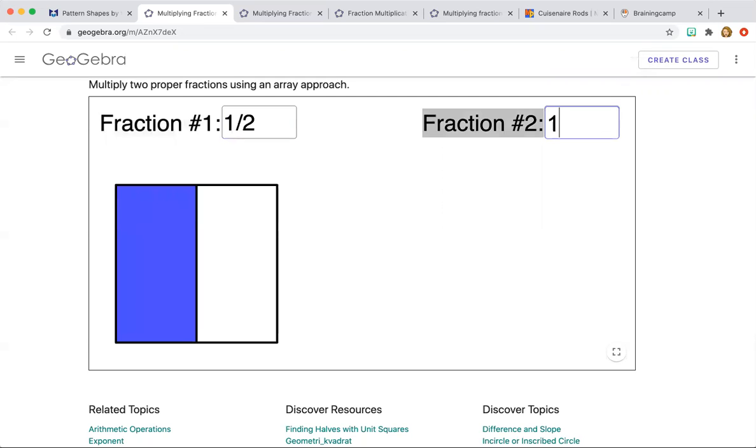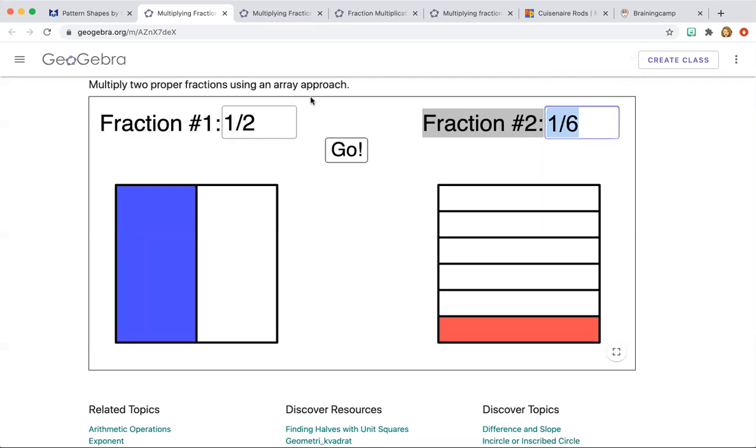1/2 and 1/6. So you can type in, right? It says type in any fractions, and now it's going to say go. So what do you think is going to happen here? We see half of a rectangle. This is, again, the area model. We're looking at the space inside of this rectangle. And now we see this as 1/6 of the rectangle. What's going to happen when we do go?